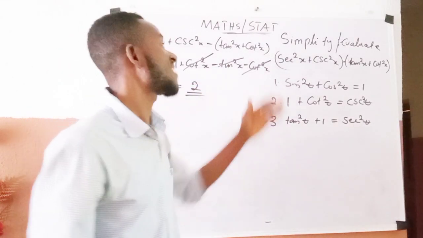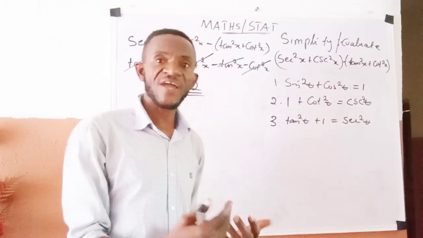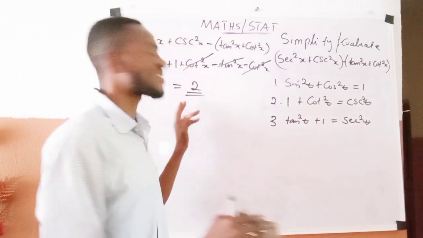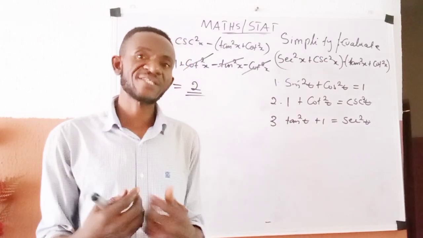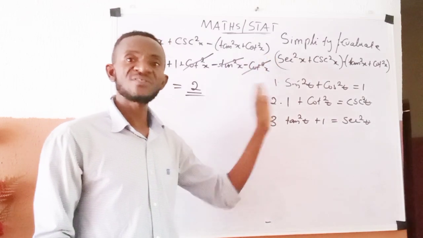So the value becomes 2. What if they had asked us to simplify this and write our answer, and gave us values like 2, 3, 4? The answer returns to be 2.